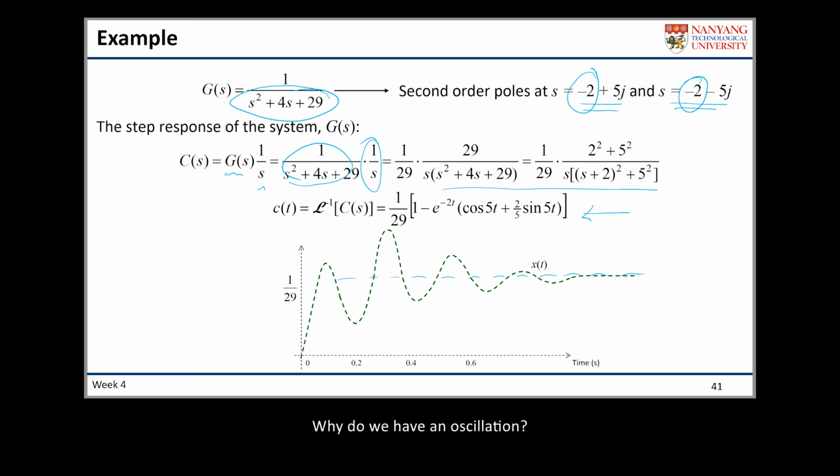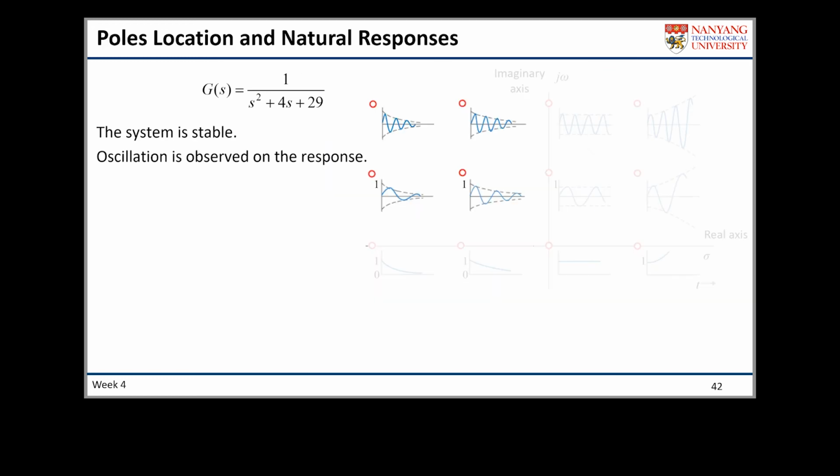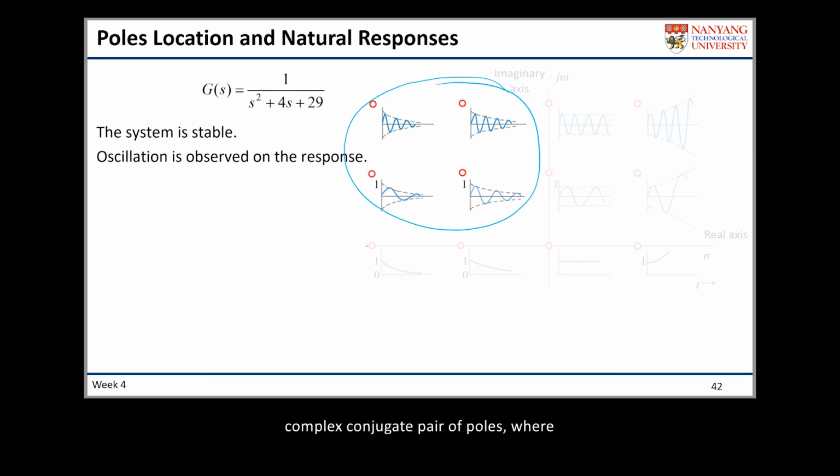Why do we have an oscillation? You can refer again to the pole location map. In our case here, we have a complex conjugate pair of poles with a negative real part. If you refer to the pole location map, the location will be somewhere here. You have a complex conjugate pair of poles where the real part is negative. So as represented by the map, the response is always oscillating, but it is always converging to one particular value, saying that the system is stable.